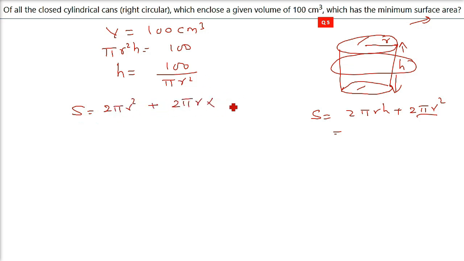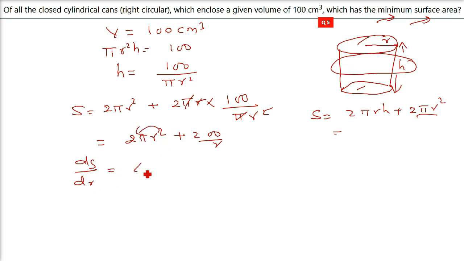And what is h here? 100 divided by pi r square. Now what do you see here is 2 pi r square. Now you just cancel this, you will get 200 by r in this case. Now the second thing is to differentiate this, because we are intending to find out the minimum and maximum of surface area. So surface area needs to be differentiated. I am going to differentiate it right now. 2 pi r square plus 200 by r. 2 pi r square gives 4 pi r, minus 200 by r square.